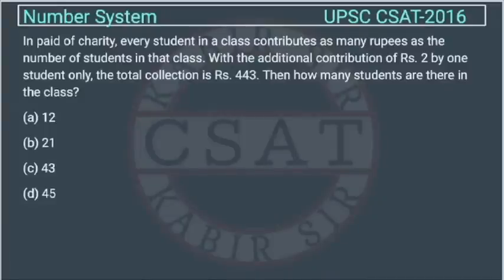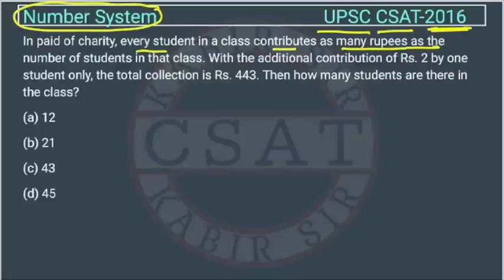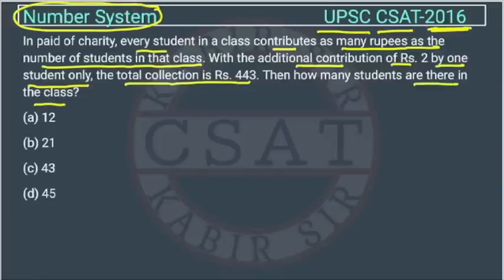This is a question from number system chapter asked by UPSC in CSAT exam of 2016. In aid of charity, every student in a class contributes as many rupees as the number of students in that class. With the additional contribution of rupees 2 by 1 student only, the total collection is 443. Then how many students are there in the class? Right. So he is saying there is a class.